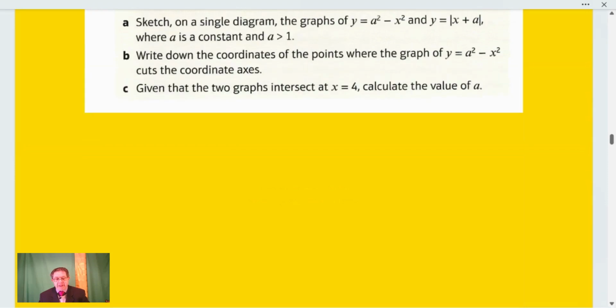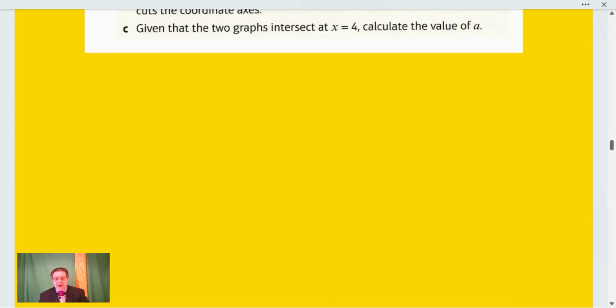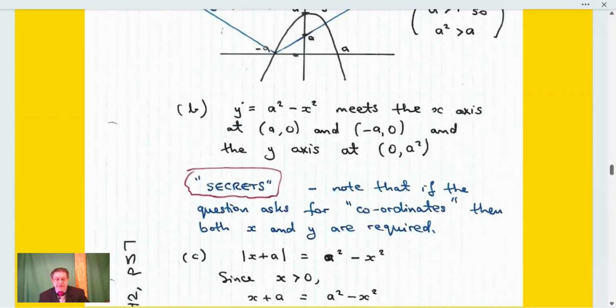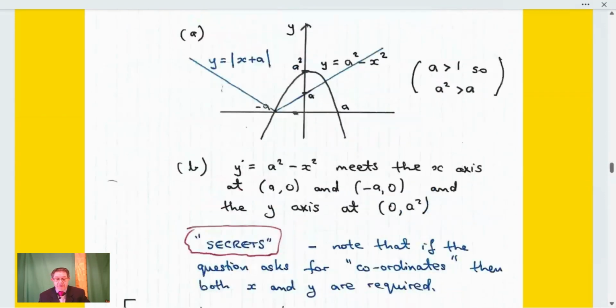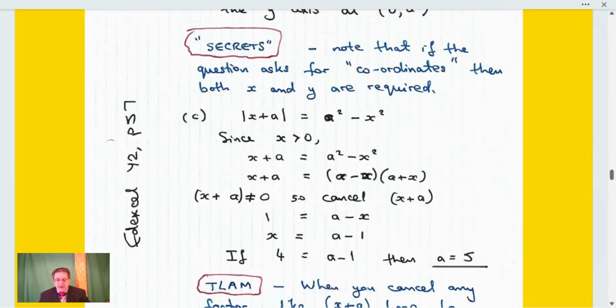Part C of the question. Given the two graphs intersect at x is 4, calculate the value of a. Now the two graphs meet in two places. On the left-hand side at minus a, that's clearly not 4. And on the right-hand side over here, that's going to be when x is 4. So we're on the right-hand side of the axis, we're in the first quadrant. So the equation we're solving is going to be x plus a, that's positive, equals a squared take x squared.